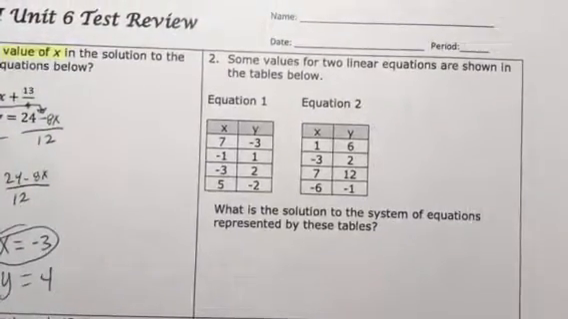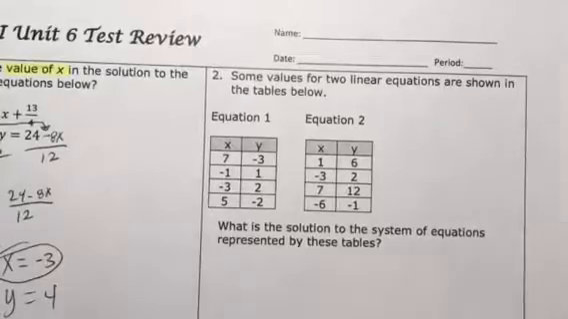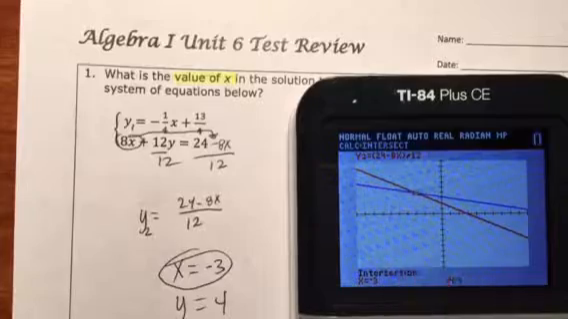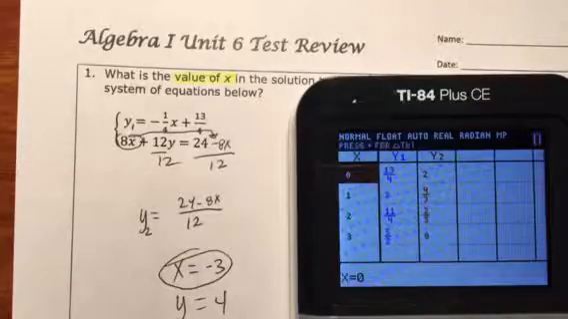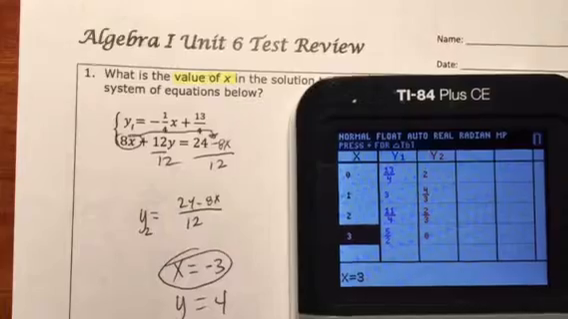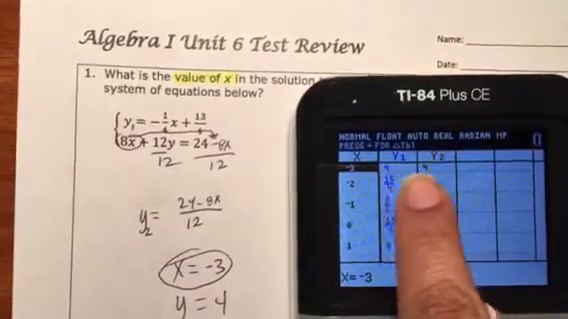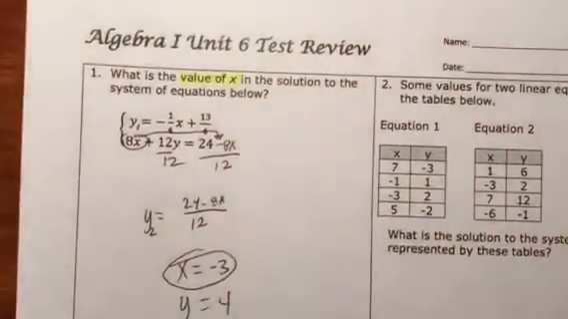Okay, number 2 says some values of 2 linear equations are shown in the tables below. You have equation 1 and equation 2. What is the solution to the system of equations represented by these tables? Okay, so in order for it to be a solution, if we're looking at the table, we need to make sure that the numbers match. So if you look here, if we go to negative 3, you see how they both have negative 4 in the y? That's basically what we're looking for here.